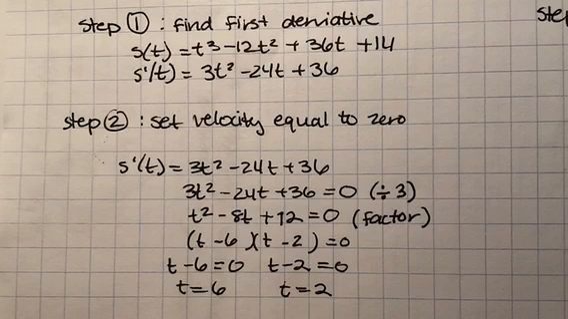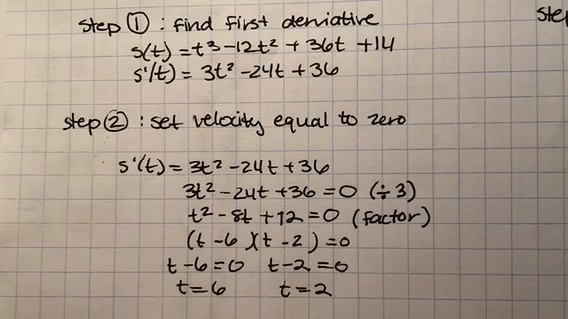You set it equal to 0, so you have 3t squared minus 24t plus 36 equals 0. Divide the 3 out, so you get t squared minus 8t plus 12. Then you factor, so you have (t minus 6)(t minus 2) equals 0. General factoring rules apply. Set each term equal to 0, so you have t equals 6 and t equals 2.